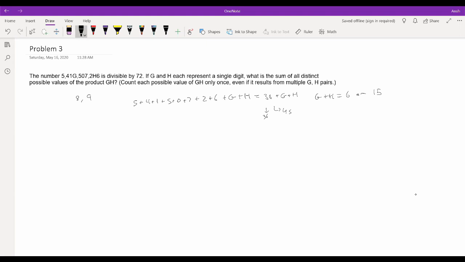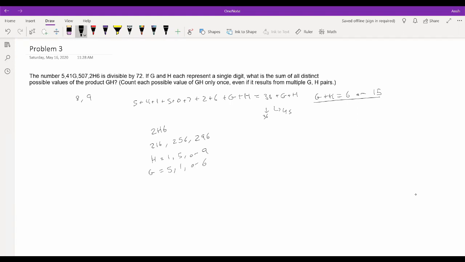So we also know that since it's divisible by 8, 2h6 must be divisible by 8 as well. And we can easily test a couple of values for h and find that the only ones that work are 216, 256, and 296. So that would mean that h has to equal 1, 5, or 9. So pairing this alongside our finding that g plus h equals 6 or 15, we get that g has to equal 5, 1, or 6.